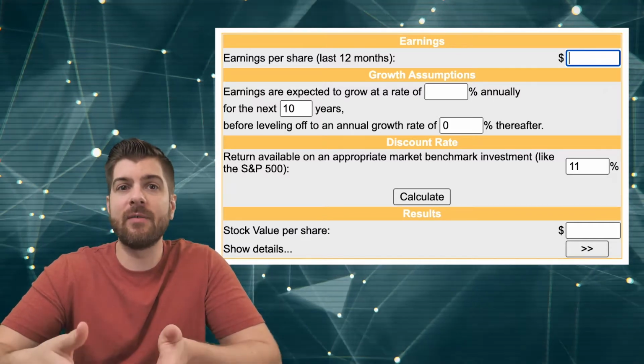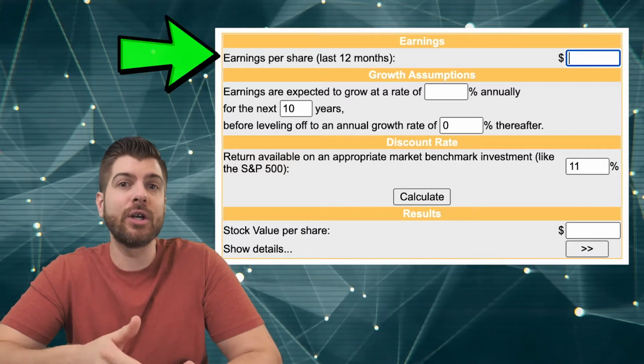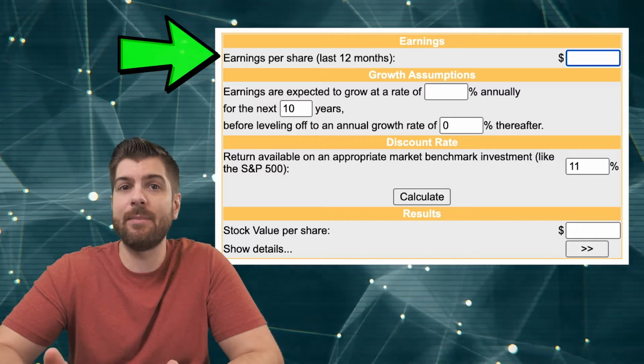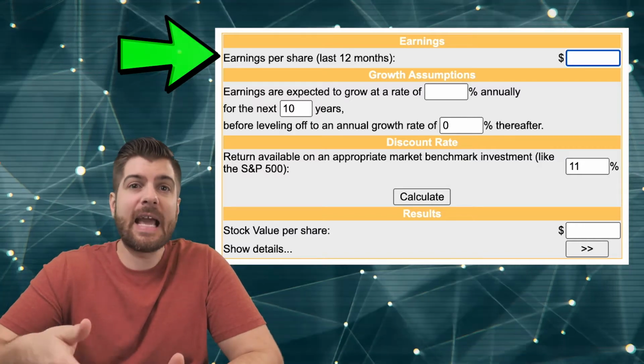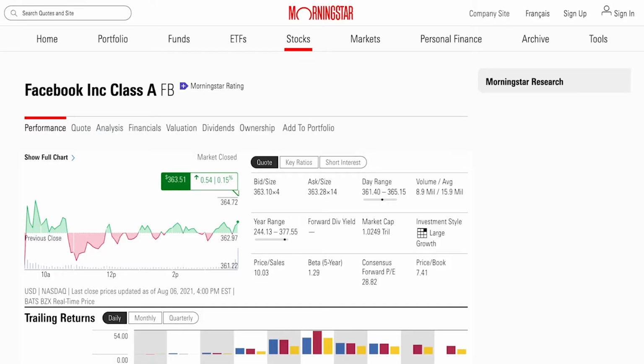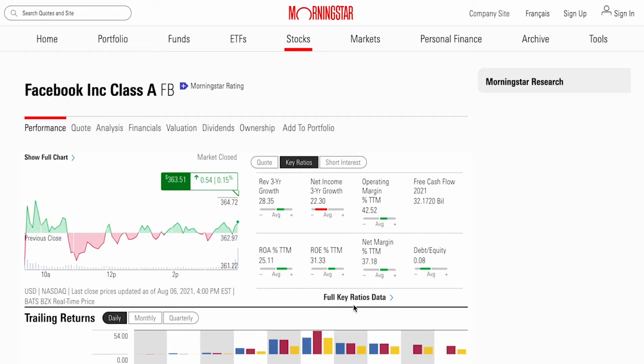Now let's start by filling in the variables. The calculator calls for earnings per share last 12 months, but we're going to use free cash flow per share instead because it's a better representative of the cash that can be distributed to owners. And we can find what that is on Morningstar no problem by navigating to the Key Ratios tab and clicking here on Full Key Ratio Data.